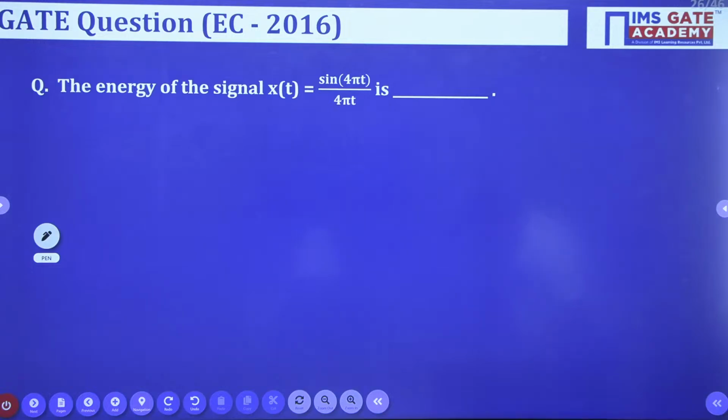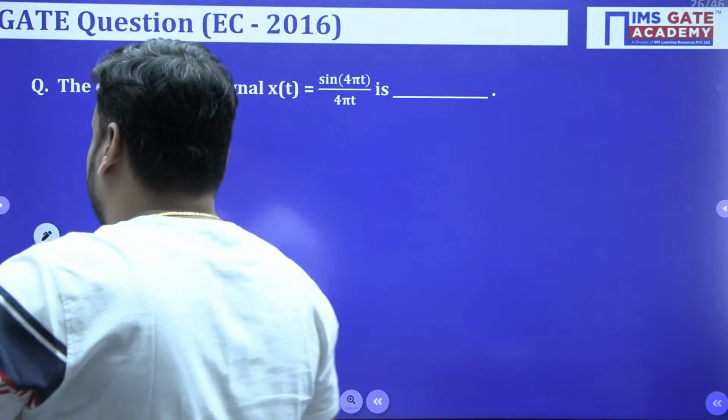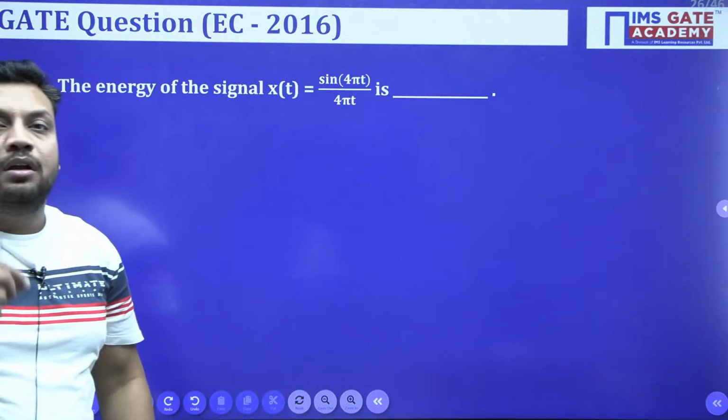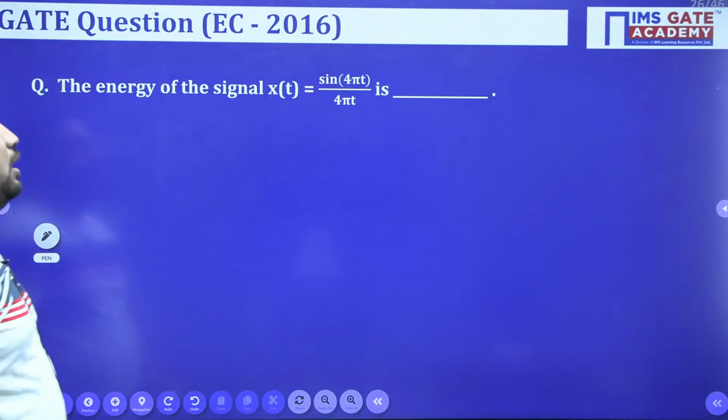Dheeraj says that pi by 4. Vedai says that 1 by 4. Suraj says that pi by 4. Yeah. That is why I am telling you strong observation is required, beta. Strong observation, strong presence of mind. Tell me what it is.